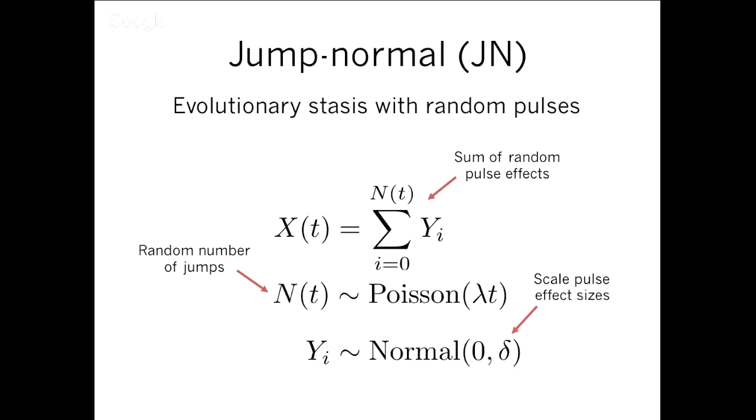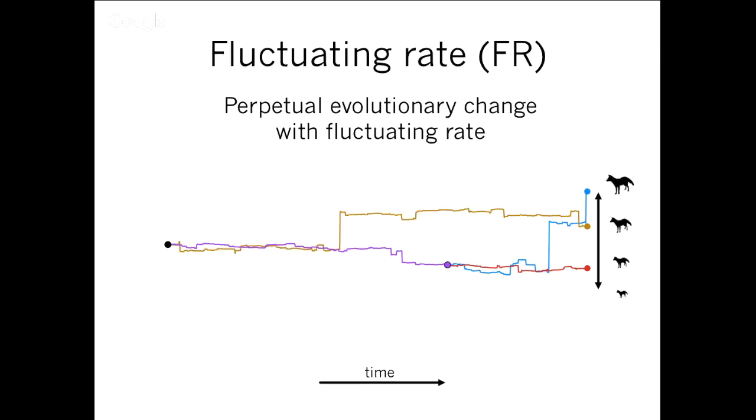This property is sometimes called finite activity. The effect sizes in this case are drawn, as the name suggests, from a normal distribution, but you can swap out different types of distributions for the effect size. It doesn't matter too much. In any case, this is a jump normal distribution.